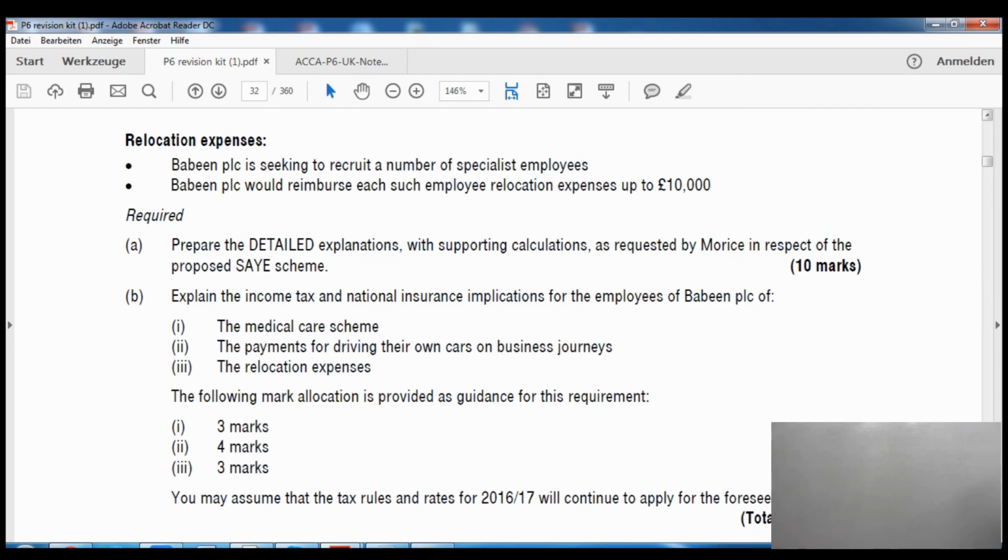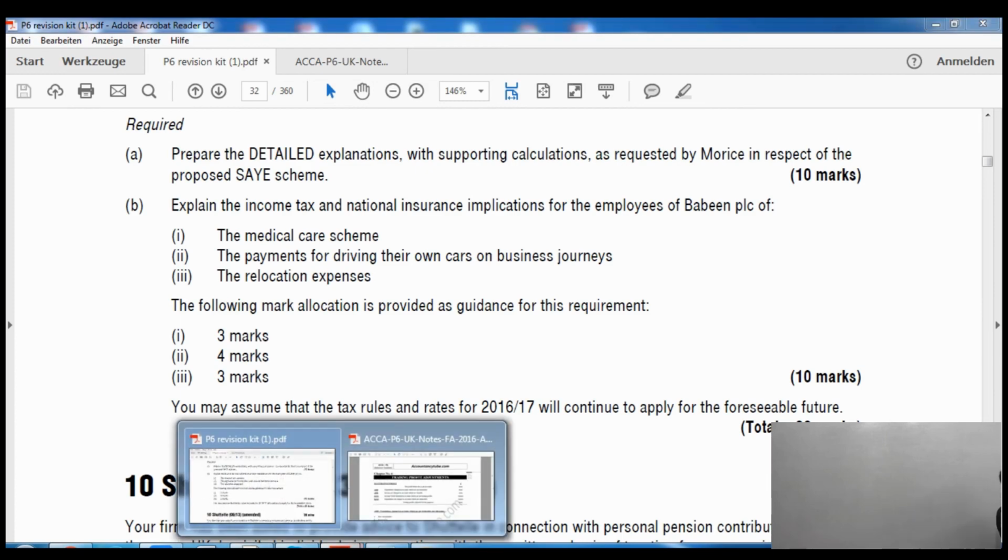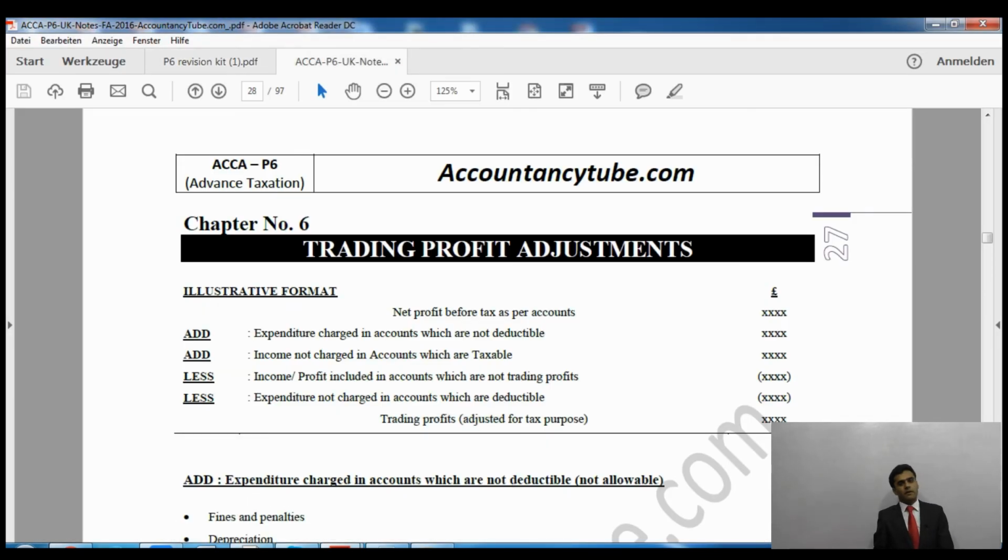Alright, so that is the end of the question. It is question number 9 of the BPP exam kit. Please make sure you do it and then check the answers in the back of the exam kit. And don't worry if you find anything in the exam kit which you haven't seen here, because there are a few things we haven't covered yet.